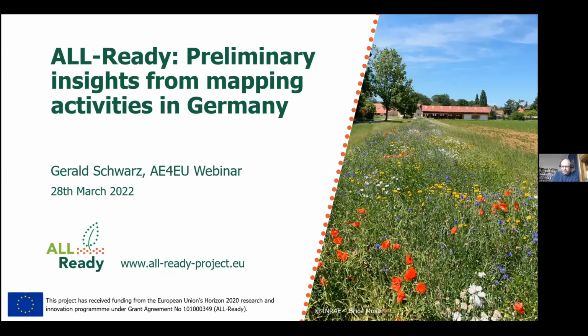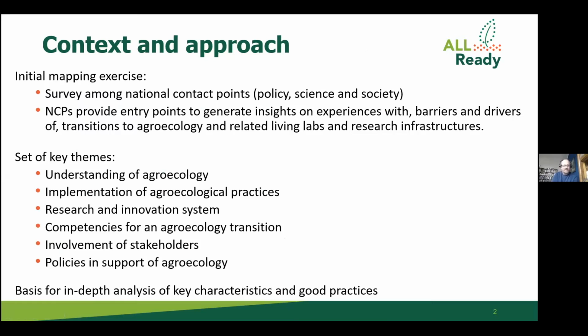As you already introduced, I'm now going to talk a little bit about some of the initial insights from the mapping in Germany that we did in the Already project. In the Already project, one of the main objectives is to develop and prepare a kind of European network of agroecology living labs and research infrastructures. I think that also informed the approach that we took to the design of the mapping that we did.